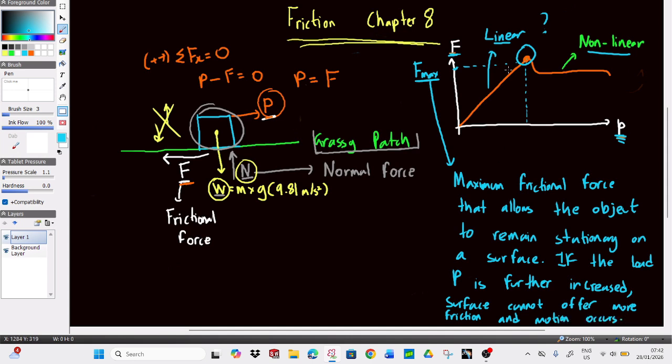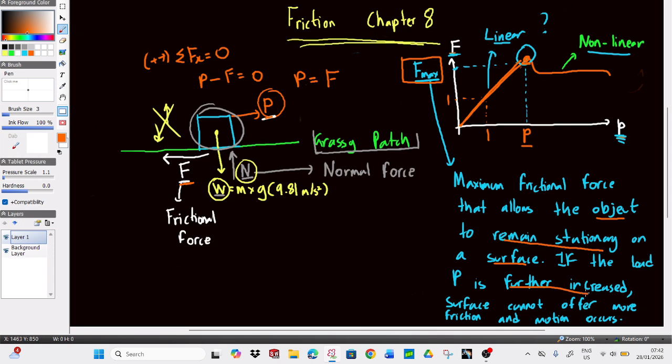So all this time in the linear region, the box is actually not moving. Why? Because each time, for example if your value of P is 1 Newton, your frictional force is 1 Newton. It's static this whole time. It's not moving at all until your value of P is equivalent to F max, the maximum static frictional force, which allows the object to remain stationary on the surface.